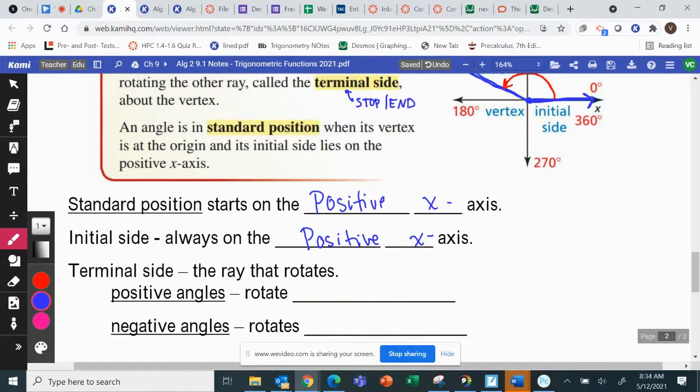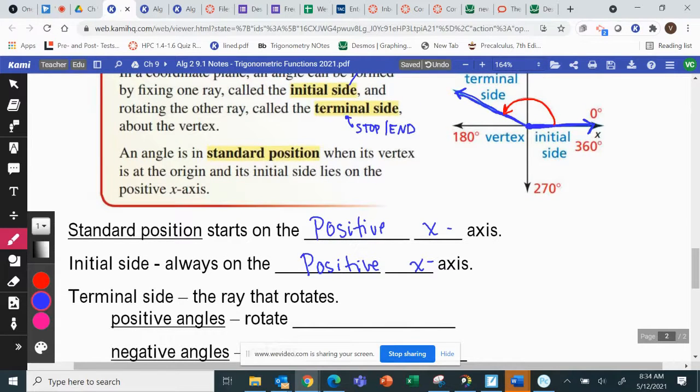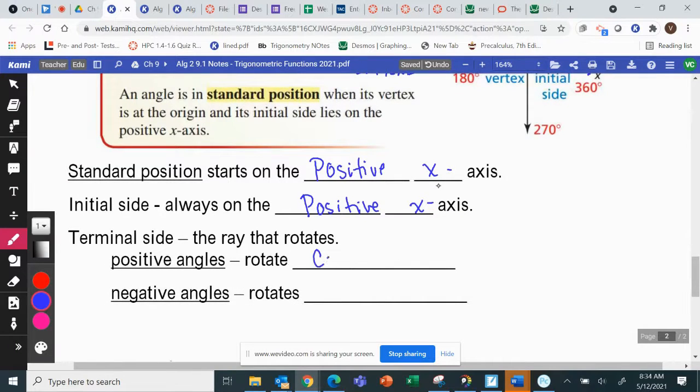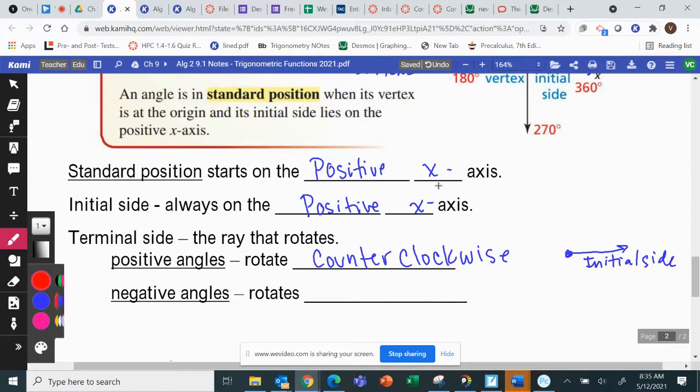Now, positive angles and negative angles. Positive angles rotate counterclockwise. So from this initial side, positive rotate counterclockwise, which is going to go up first. Since we're starting here horizontal, if you go up first, that's positive. That's counterclockwise. Negative angles will rotate clockwise.